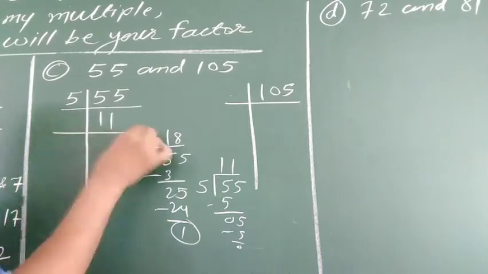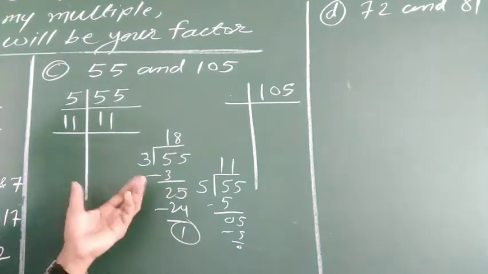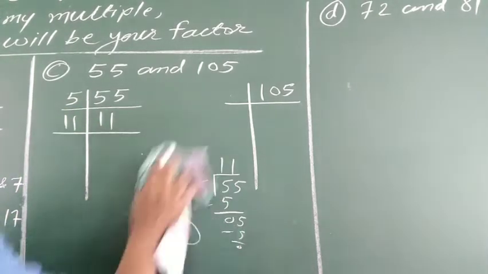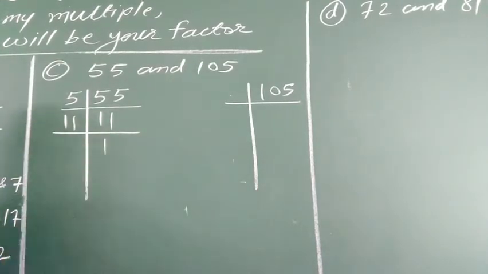Then it will be 11. Now 11 itself is a prime number, so divide 11 by 11 only. So 11 1s are 11, like this. Okay.